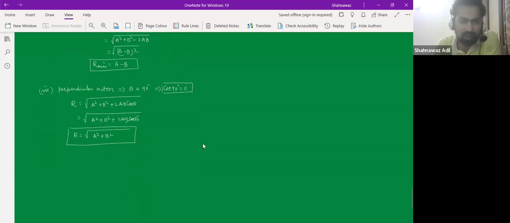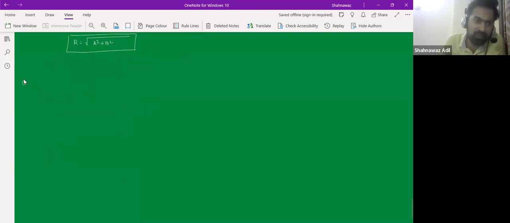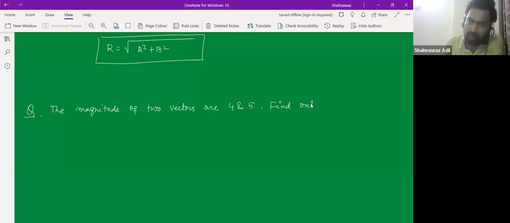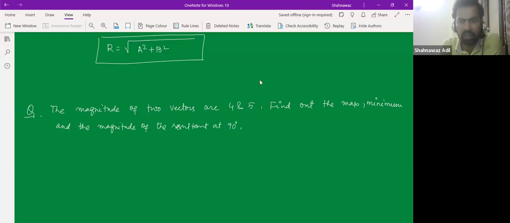Okay, so then you would be given two vectors. Let's say the magnitudes of two vectors are 4 and 5. Find out the maximum, the minimum, and the magnitude of the resultant at 90 degrees. So these are the three things we have to find out.